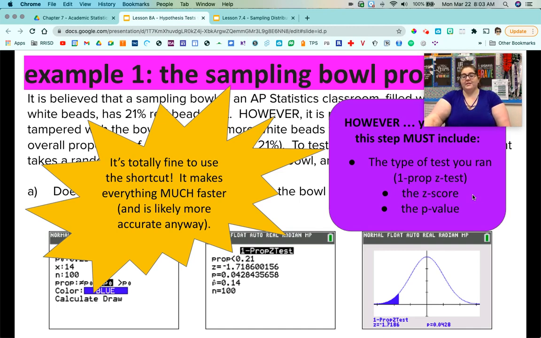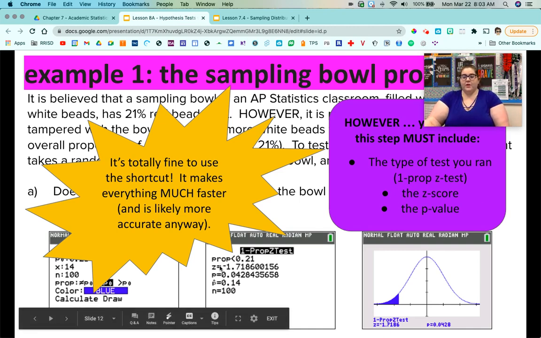You need to write what the z-score equals. So even though you're not using it directly, the calculator is using it, you still need to write z equals negative 1.72, and then write what the p-value is. So p-value or p equals 0.0428, something like that. So those are the three things that need to be included. Otherwise, it's totally fine to use the calculator to find that information.